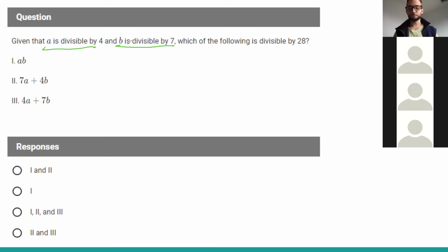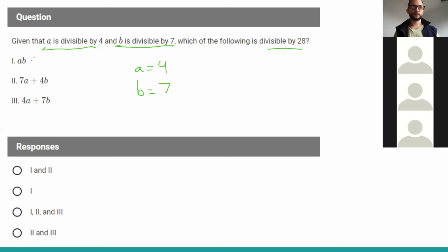So A is divisible by 4. Let's pick numbers, right? If A is divisible by 4, what's a number that's divisible by 4? 4. So we can literally say that A is equal to 4 because 4 is divisible by 4, right? That's fair. Now let's do B. B is divisible by 7. So what can B be? 7. So now A is 4, B is 7. Now let's go ahead and plug that in. They asked which of the following is divisible by 28.